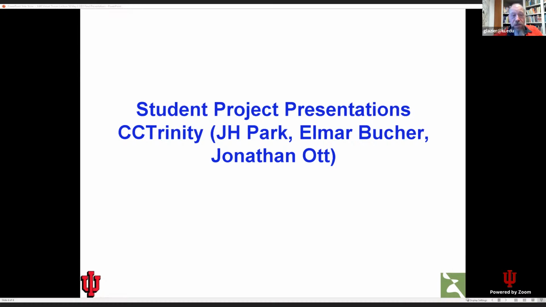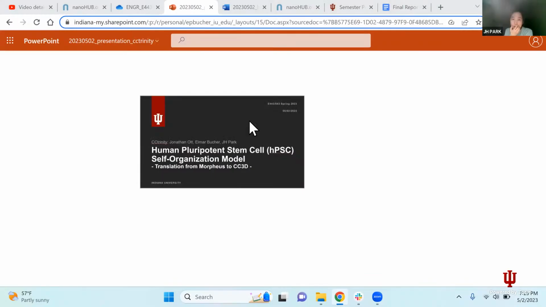Okay, well, our last presentation will be Trinity, JH, Elmar, and Jonathan. So our model is about human pluripotent stem cell self-organization.